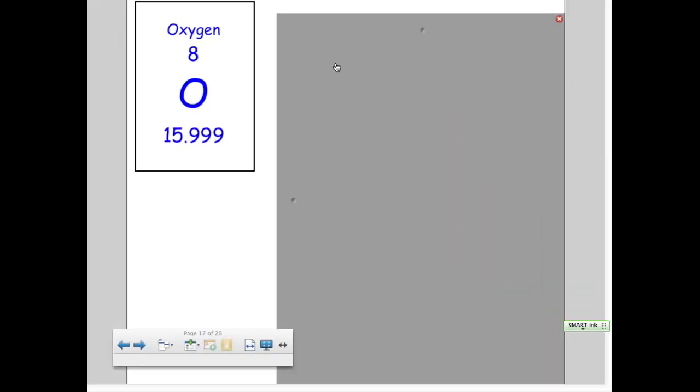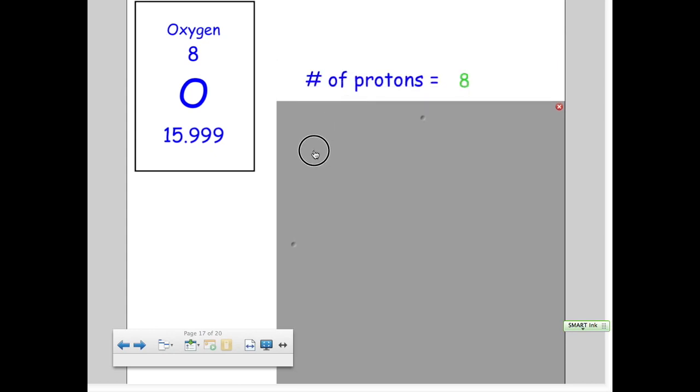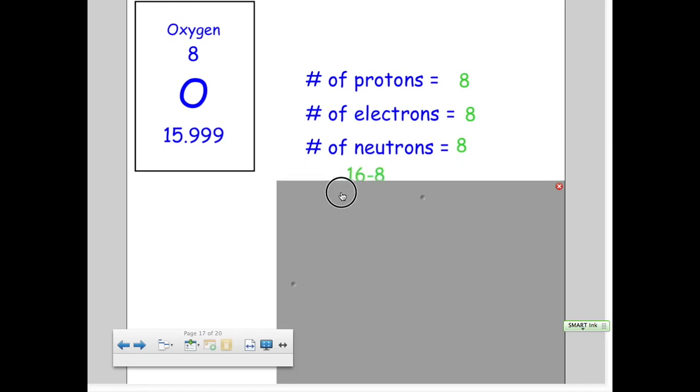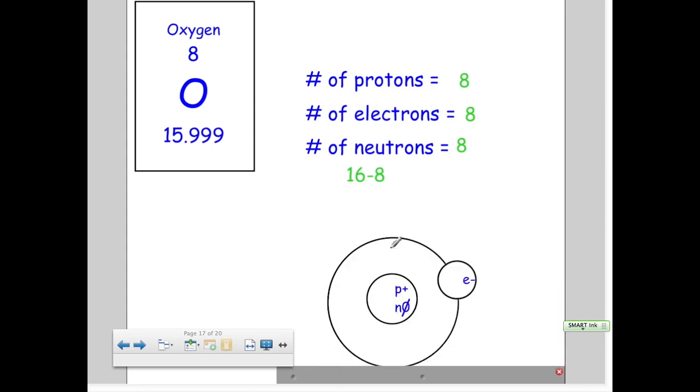Okay, so let's check. You should have 8 protons, because protons come from the atomic number. The number of electrons is the same, and the number of neutrons is also 8, because when you round 15.99, it should be 16, and then 16 minus 8 would give you 8. Your drawing should then look like this. Be sure to also be copying the drawings too.